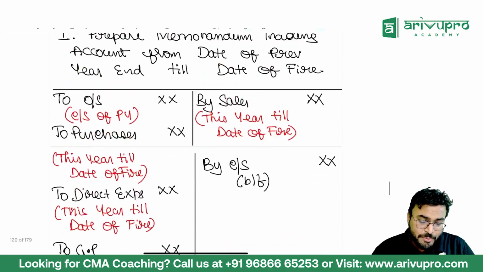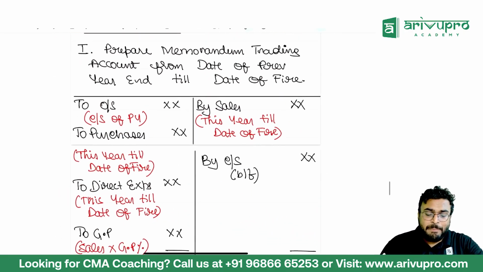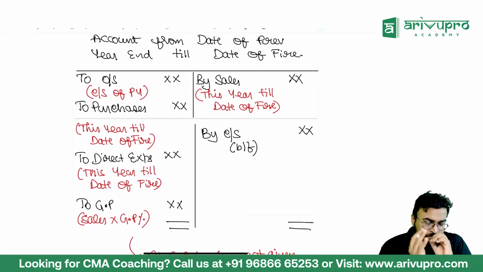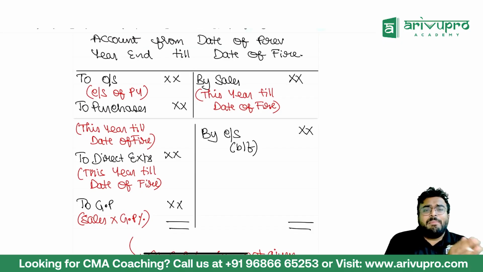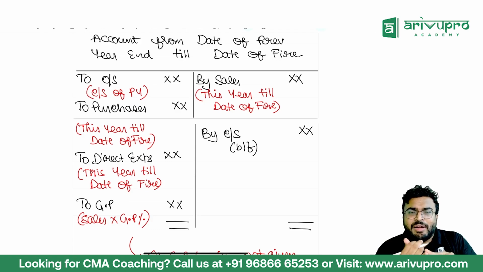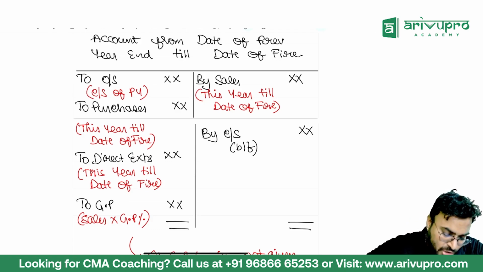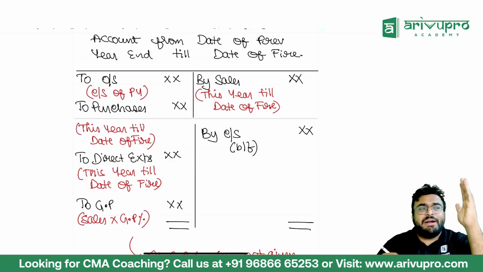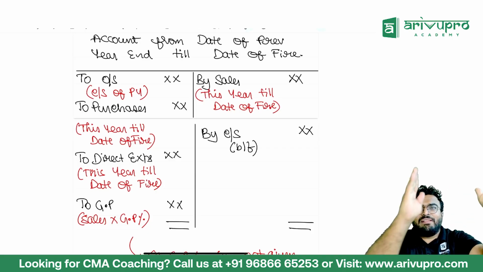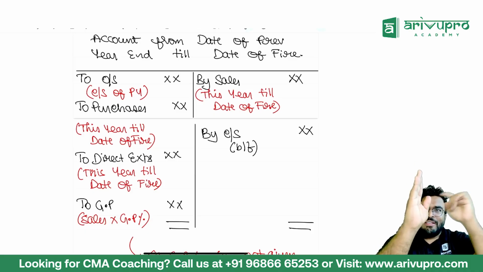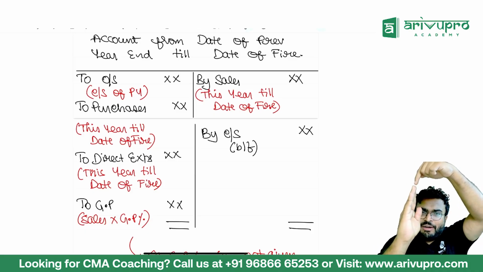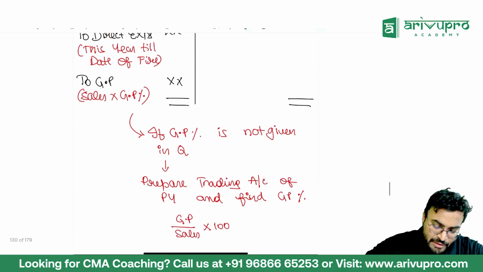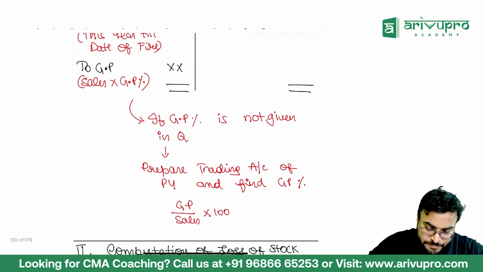So what we are supposed to do, understand this: prepare memorandum trading account. In it, you will have opening stock, closing stock, everything should be there. Now, you prepare from what date to what date? When the year started till the date of fire. If you prepare for this period, you will get the closing stock on the date of fire. Our job is to find the closing stock on the date of fire. This is your loss of stock.